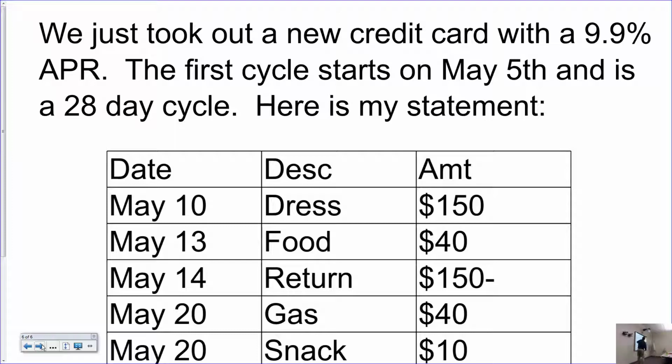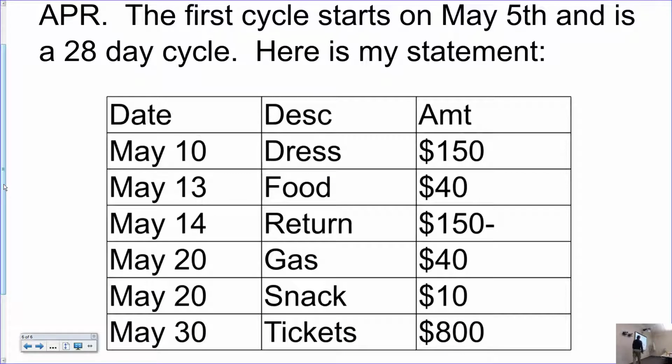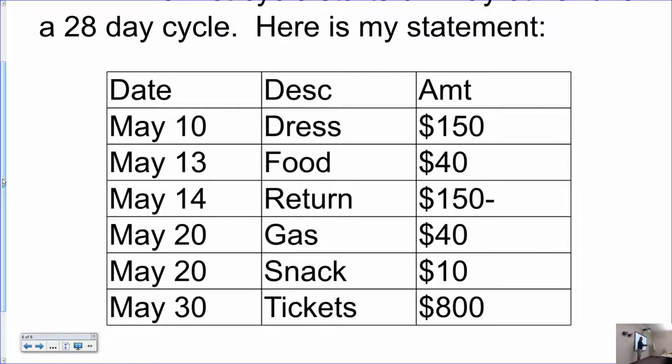All right. So, how about this new credit card that I just took out? 9.9% APR. This one's first cycle starts on May 5th and is a 28-day cycle. Here's my statement for the first billing cycle, I should say. So, let me show you how I do these sorts of problems, just so that you can see an alternative method to doing these things. So, dollars, days.